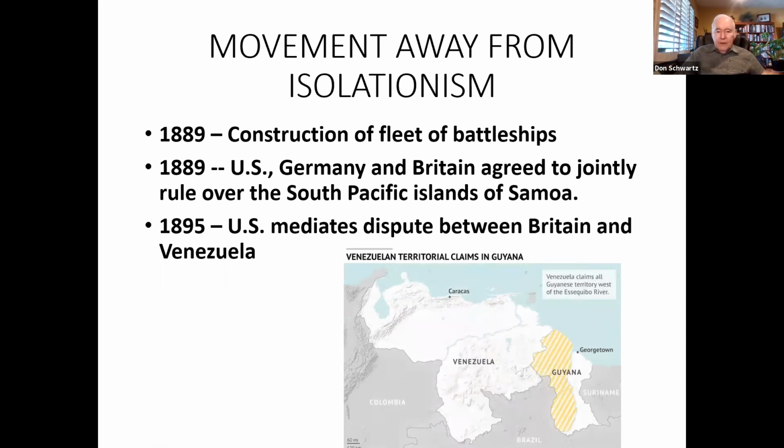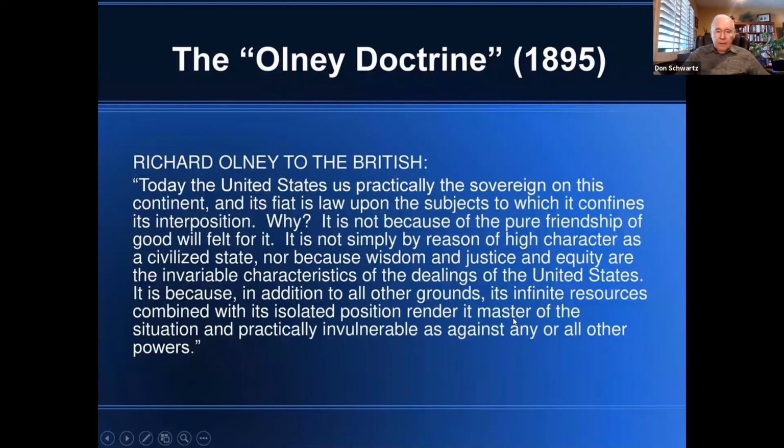Well, when the United States intervened in this border crisis, the Secretary of State, Richard Olney, proclaimed, "Today, the United States is practically the sovereign on this continent, and its fiat is law upon the subjects to which it confines its interposition. Why? It's not because of the pure friendship or goodwill felt for it. It's not simply by reason of high character as a civilized state, nor because wisdom and justice and equity are the invariable characteristics of the dealings of the United States. It's because, in addition to all other grounds, its infinite resources combined with its isolated position render it master of the situation and practically invulnerable as against all other powers."